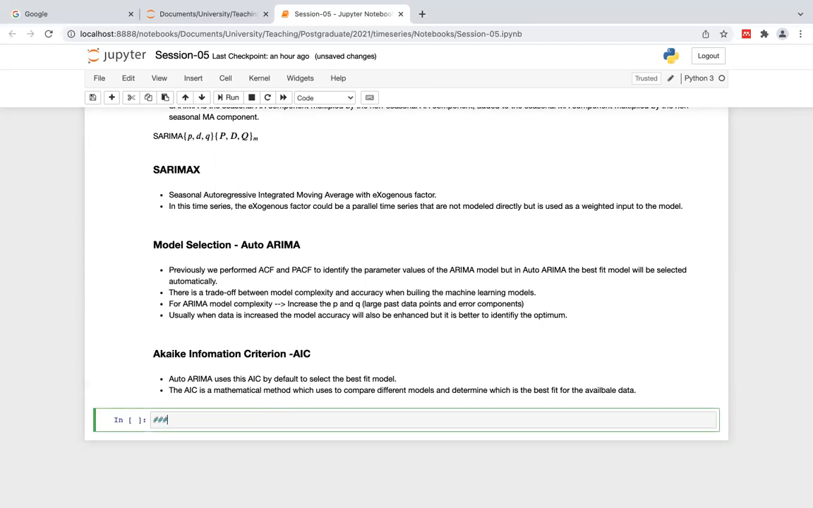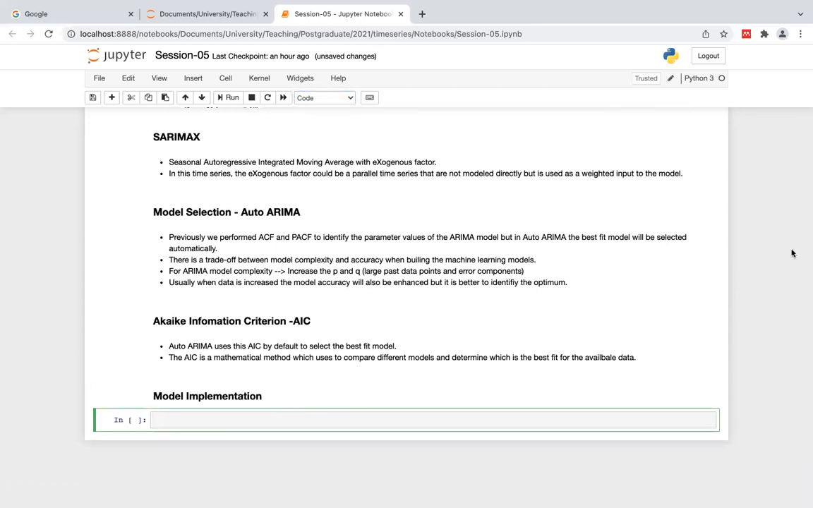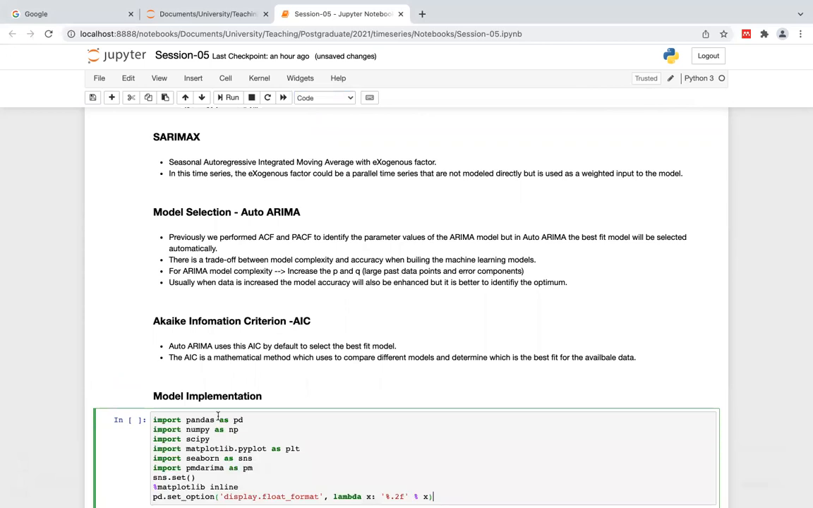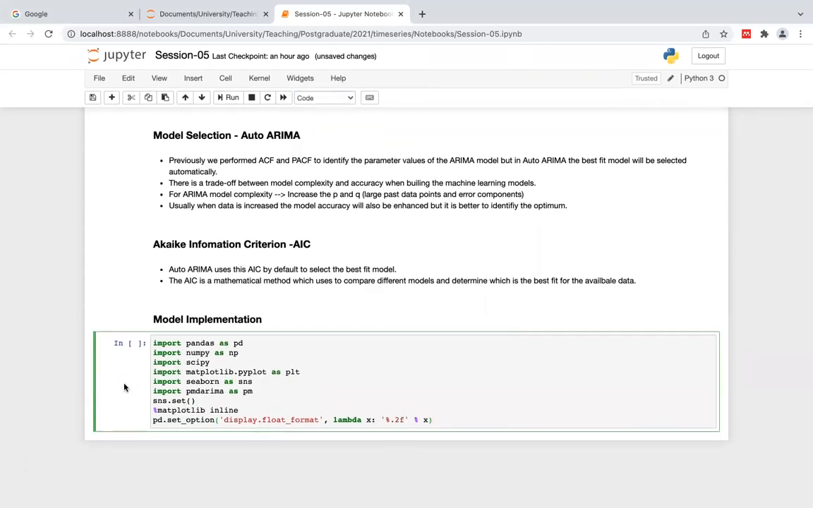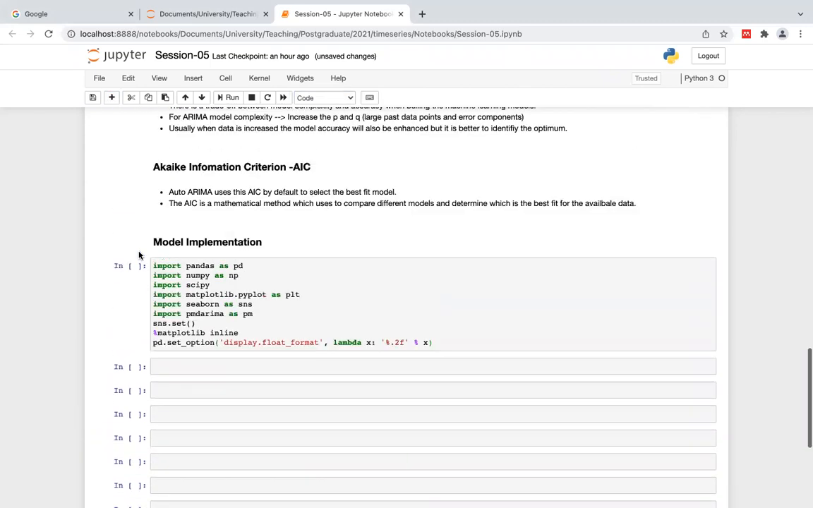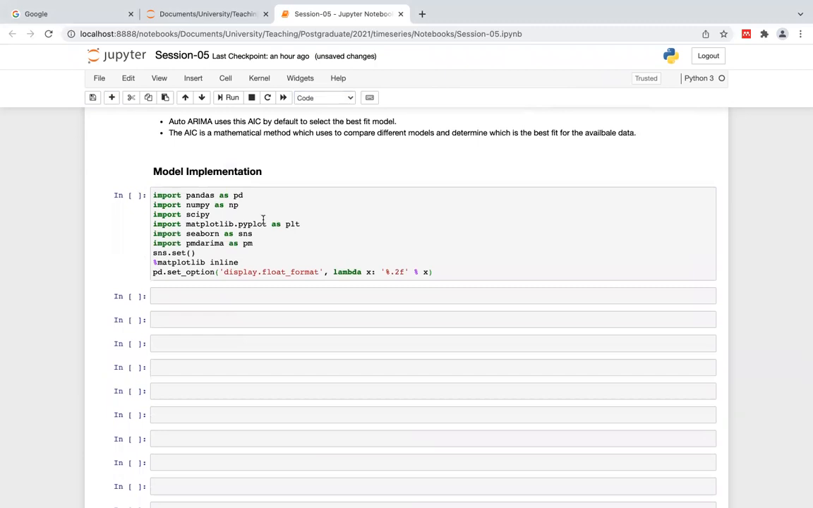I'll write this model implementation. Then I'll copy something from the previous code, otherwise it is time consuming to write the import statements like this. Then we want pandas, numpy and things.